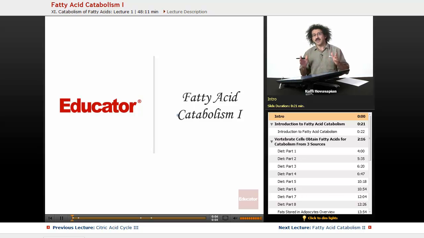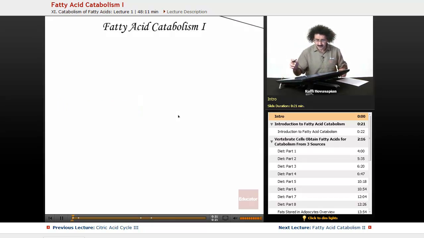So we just finished discussing the citric acid cycle and the breakdown of carbohydrates. So now we're going to start discussing the breakdown of the fats, of the lipids. So we're going to be discussing fatty acid catabolism. So let's just jump right on in.